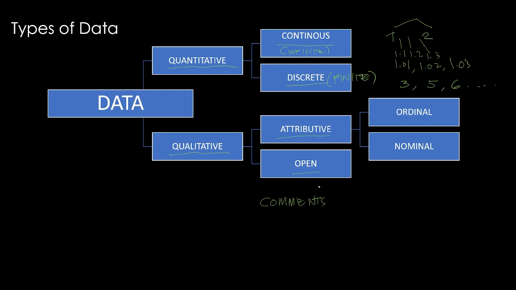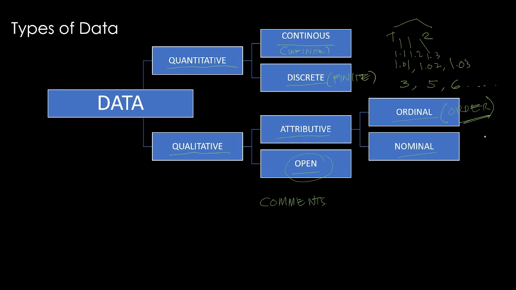Those data have no limits. Wala siyang limit. Like for example, they can comment on anything from the type of video to the content. If you say it's open data, meaning you can have anything for the type of data. So that is why it's called open data. For the attributive naman, there are two types of attributive data. We have ordinal and nominal. For the ordinal naman, as the word suggests, this has an order.